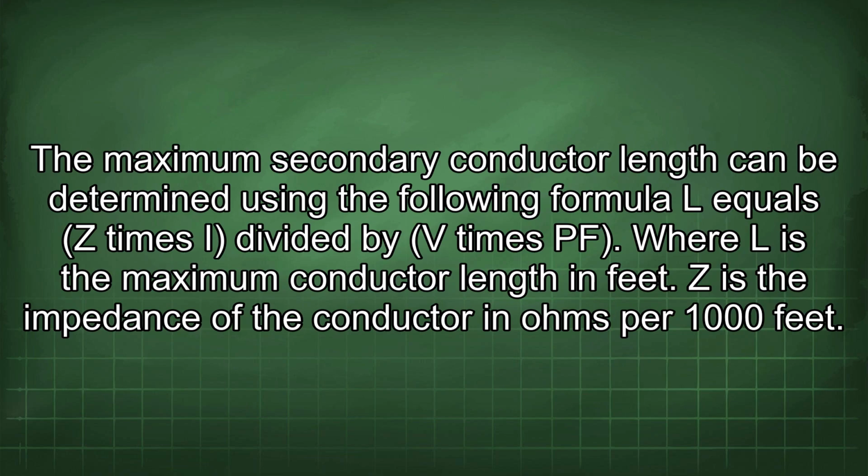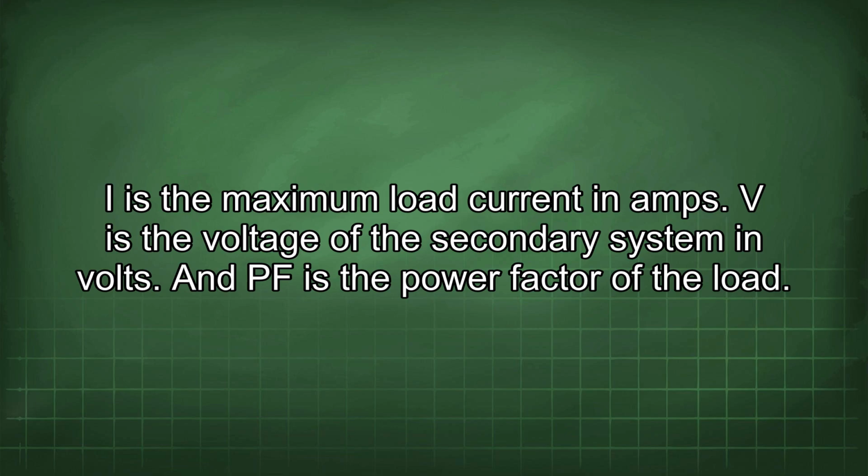A maximum secondary conductor length can be determined using the following formula: L equals Z times I divided by V times PF, where L is the maximum conductor length in feet, Z is the impedance of the conductor in ohms per 1000 feet, I is the maximum load current in amps, V is the voltage of the secondary system in volts, and PF is the power factor of the load.